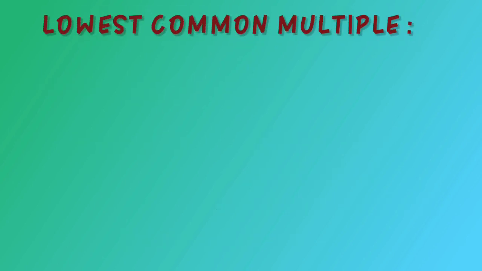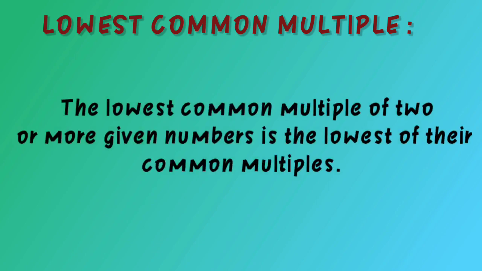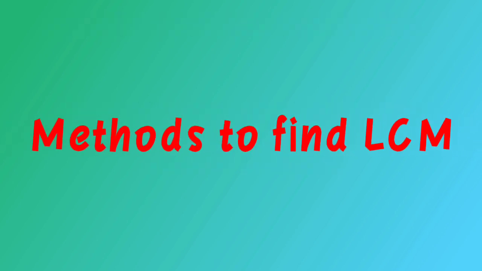Our next topic is LCM, lowest common multiple. The lowest common multiple of two or more given numbers is the lowest or smallest of their common multiples. Meaning, if you have two numbers, which common multiple between them is the smallest. So let's see how to find the LCM.